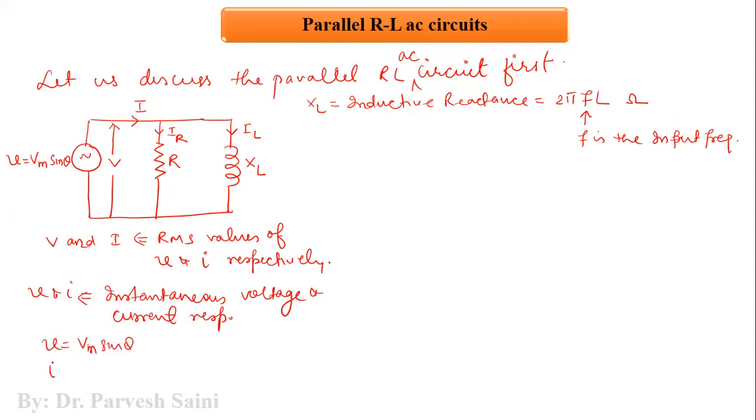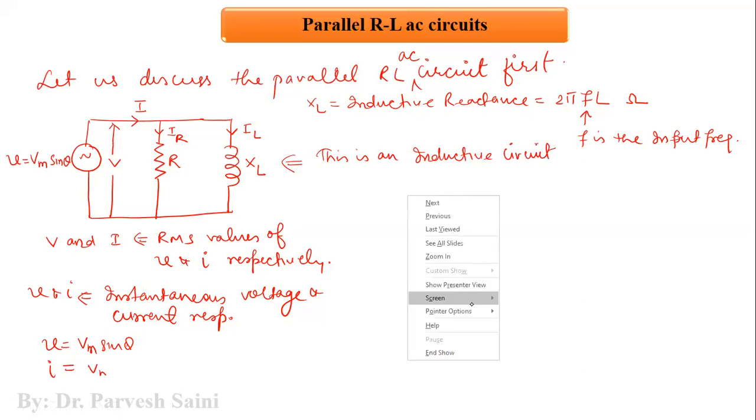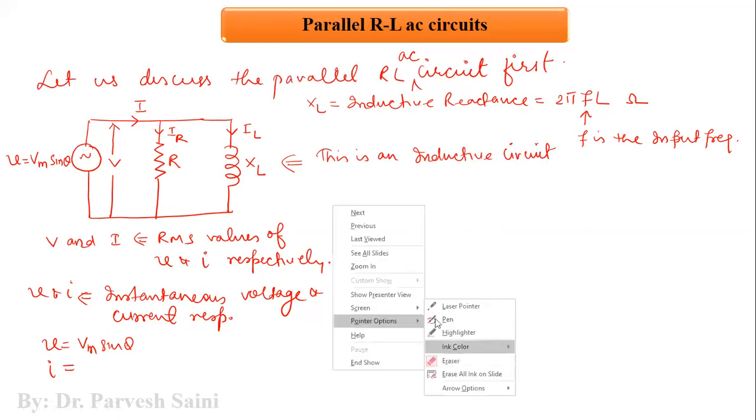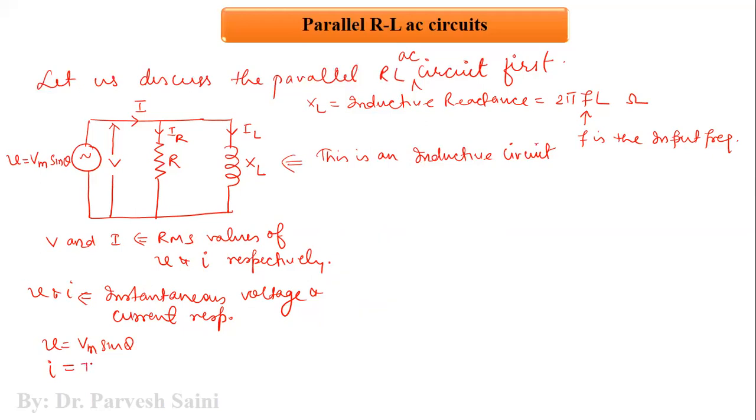Now what about I here? Because this circuit is an inductive circuit, the current will lag the voltage by some angle phi, right? So it is I is equal to Im sine theta minus phi. So these are the instantaneous values of voltage and current, right?